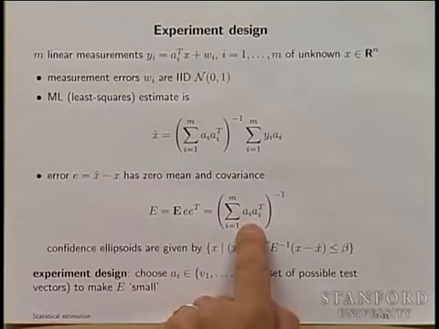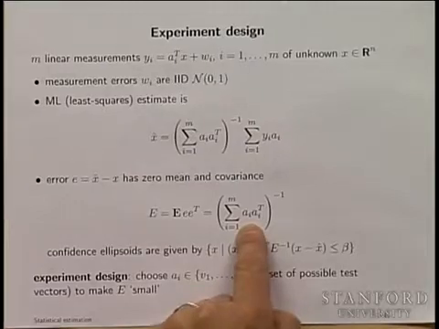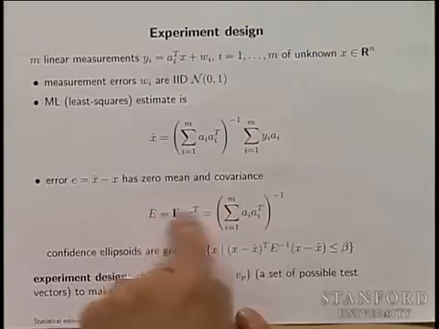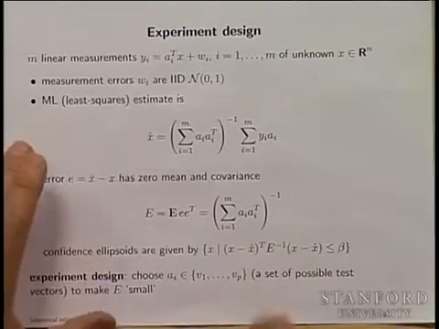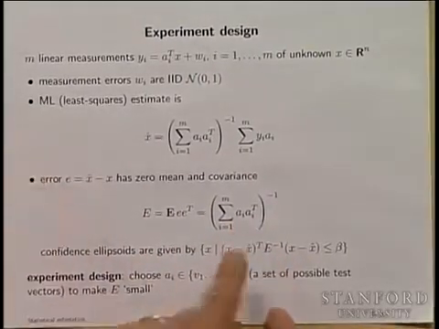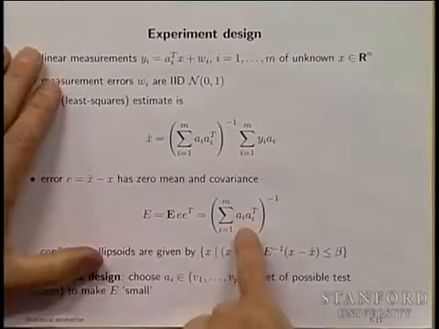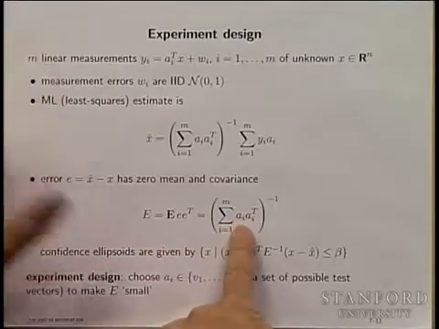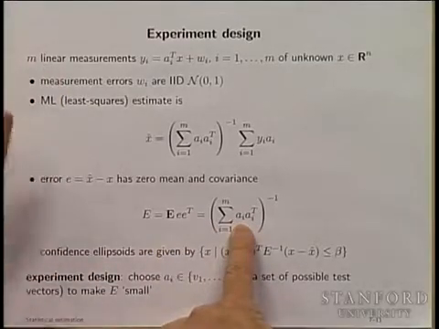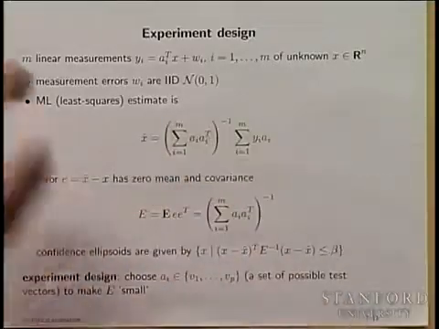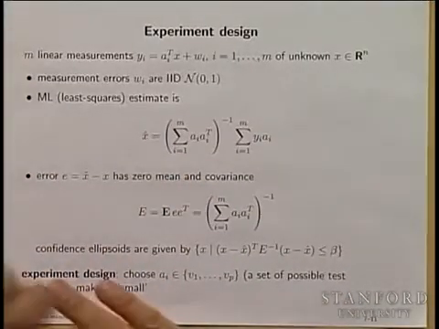Because if the A's are big, then that means you have high signal-to-noise ratio, and that makes this error covariance small. Now, the interesting thing is it's not scalar. It's actually a matrix inverse. That's very interesting because it means the error covariance doesn't depend just on the individual A's. It's actually how they all go together. Okay? Oh, there's one exception.